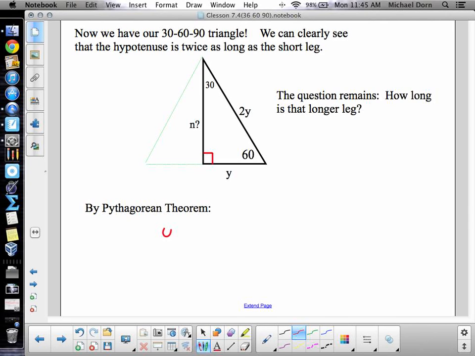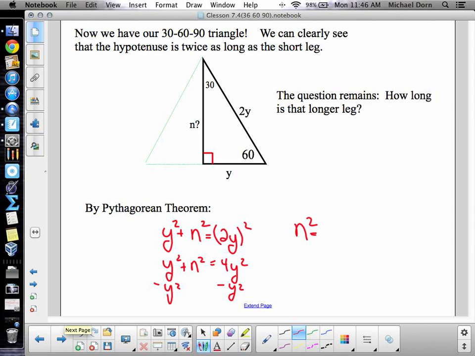By Pythagorean theorem, it's short leg squared plus long leg squared equals hypotenuse squared. Right? That's Pythagorean theorem. Yes, because otherwise the squared would only be on the y. When I take this off the y, that becomes 4y squared. I take the parentheses away. So y squared plus n squared is 4y squared. We can subtract a y squared from each side. So I get n squared equals 3y squared.